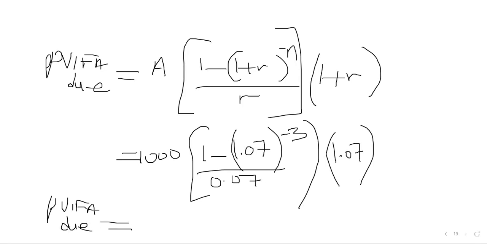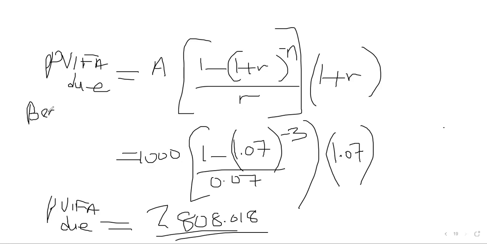So we can sort this out. This one multiplied by 1.07 is giving us 2,808.018. This is what goes on as we are looking at the present value interest factor annuity due. The one thing we really need to understand is that the annuity due is at the beginning of the period, and the other one, the ordinary annuity, is at the end. So this is just what goes on.